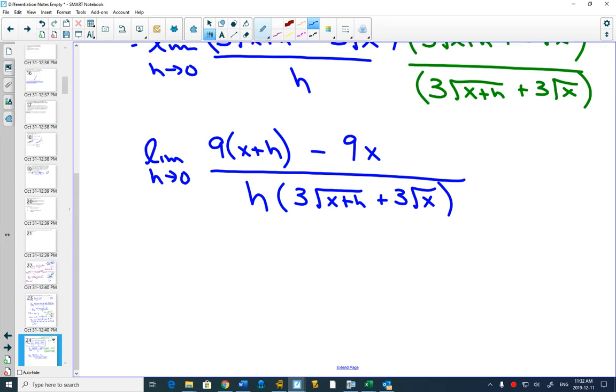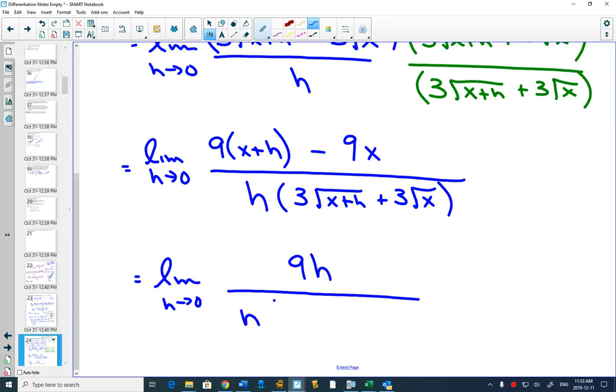So we kept the h factored on the bottom because it's our hope that we get something just with h's on the top that we can cancel out. Equals the limit as h goes to 0. Now, in our numerator, can you see if you distribute the 9, you're going to get 9x plus 9h. And then you subtract 9x. So after simplifying, are you okay if I just write 9h on the top? And on the bottom, we still have h times 3 root x plus h plus 3 root x.